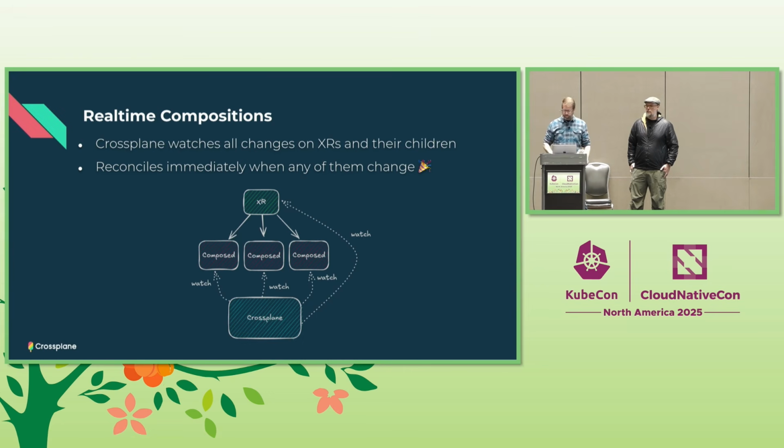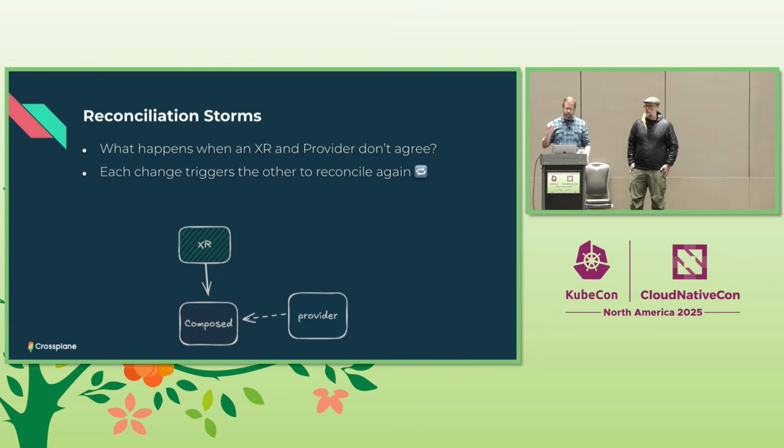That's a great thing, except when perhaps a composite resource and a provider don't agree on what the value of a particular composed resource should be. That isn't a mainline scenario. Obviously, in most cases where this happens, it's a bug, but it causes havoc when it does happen. So let's watch how it happens.